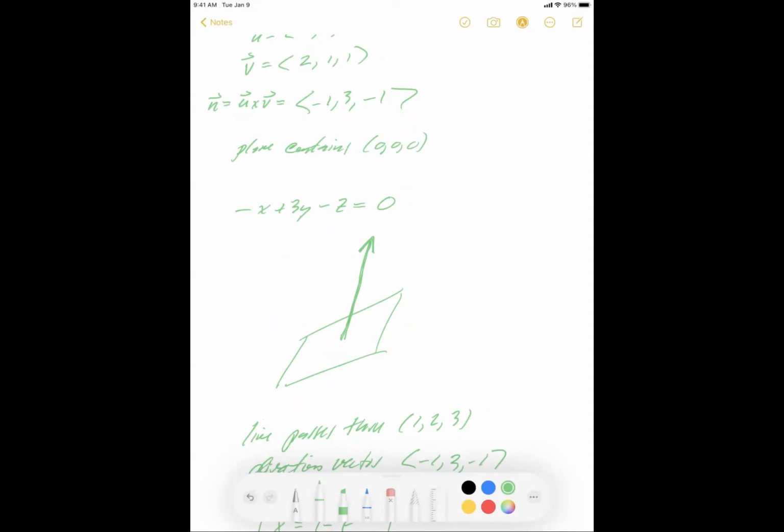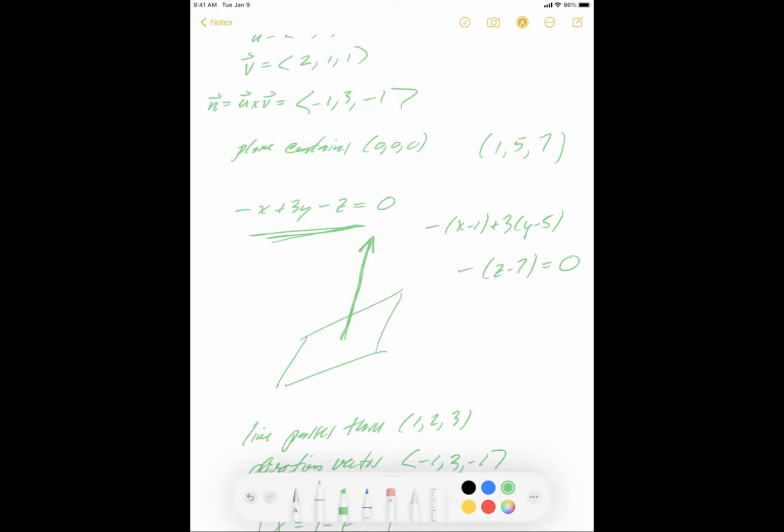So normally, if it had passed through a different point, like let's say the point 1, 5, 7, then I would have written negative x minus 1 plus 3 times y minus 5 minus z minus 7, but it's always equal to 0. Oh, okay, yeah. What I did here, I was subtracting 0, 0, 0, so it was a little easier, but you always set it equal to 0 on the other side. Gotcha.